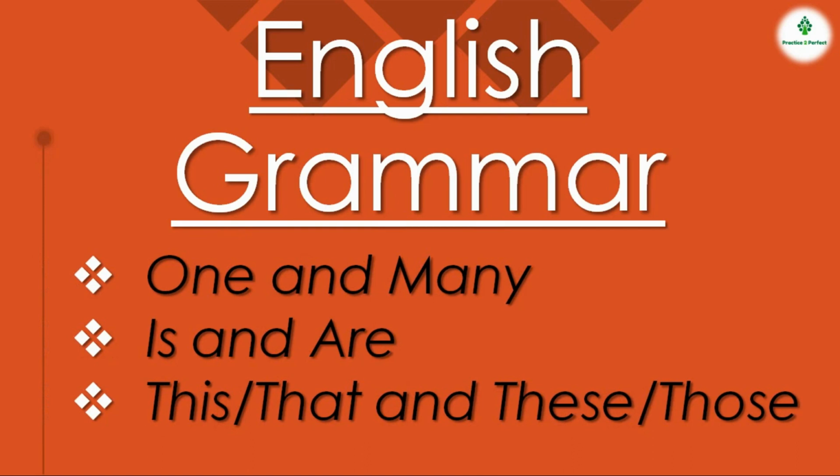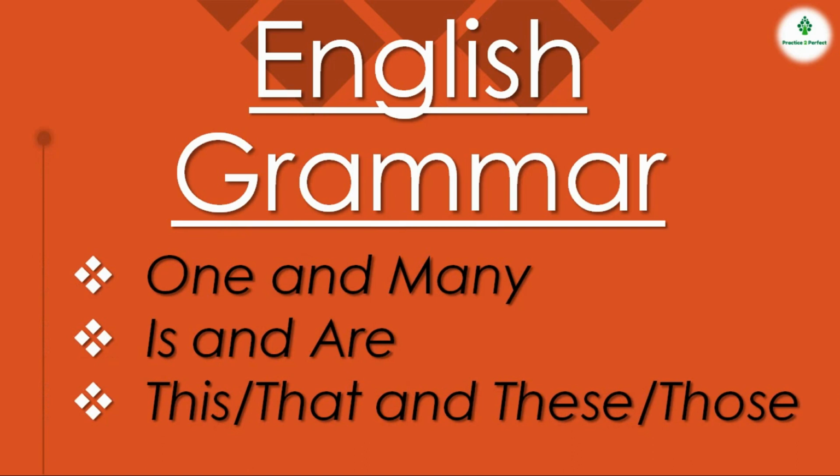Now I will explain the use of is and are in these statements. Is is used for one person, animal or thing, and are is used for more than one person, animal or thing. Example: the bird is singing and the birds are singing.